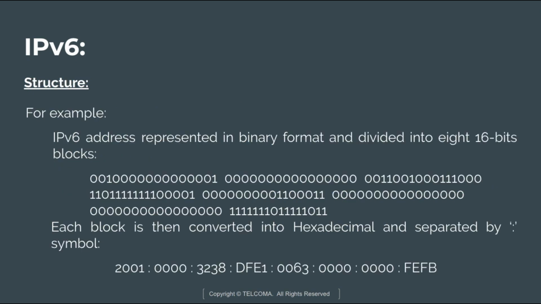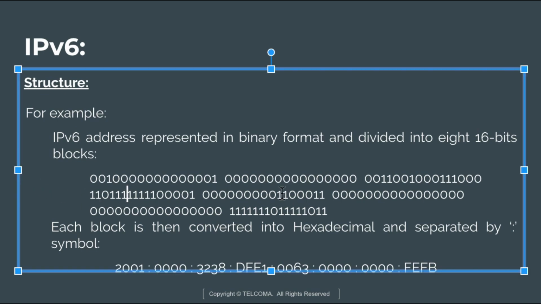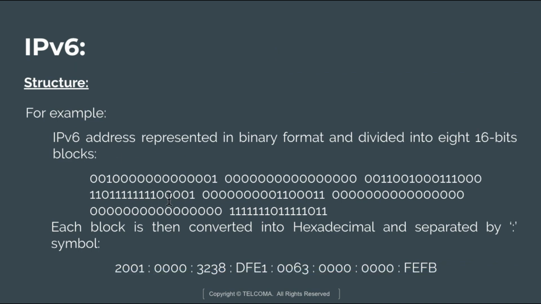For example, here I have taken an IPv6 address that is represented in binary format. The binary format is divided into eight 16-bit blocks. Here you can see there are 8 blocks: 1, 2, 3, this one is the 4th, 5th, 6th, 7th and 8th. In each block we have 16 bits. These 16 bits represent this particular IPv6 address in hexadecimal format. Each block is converted into hexadecimal and separated by the colon symbol.